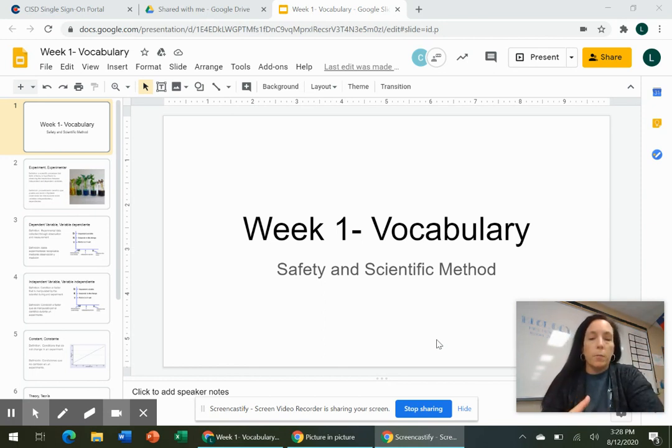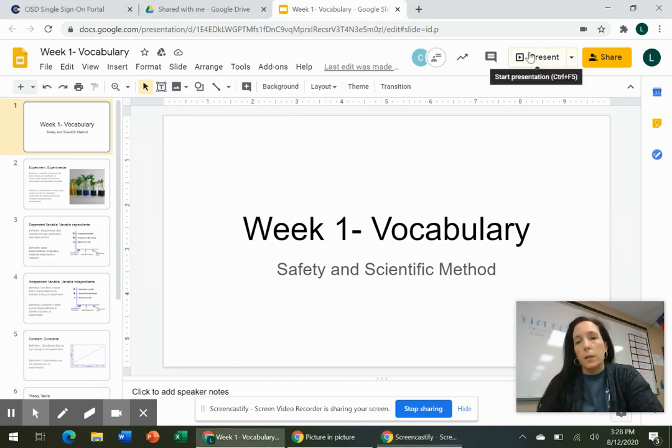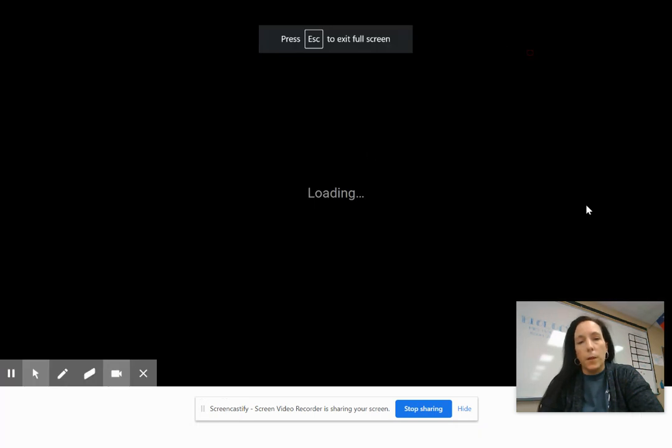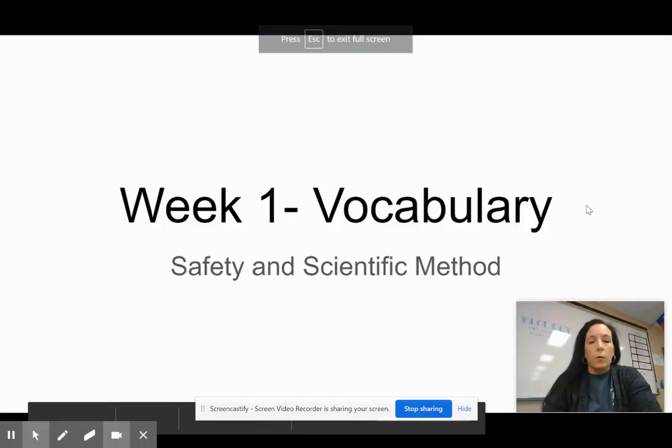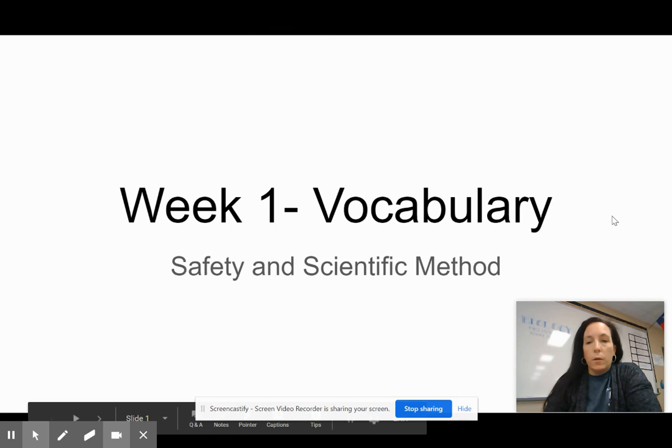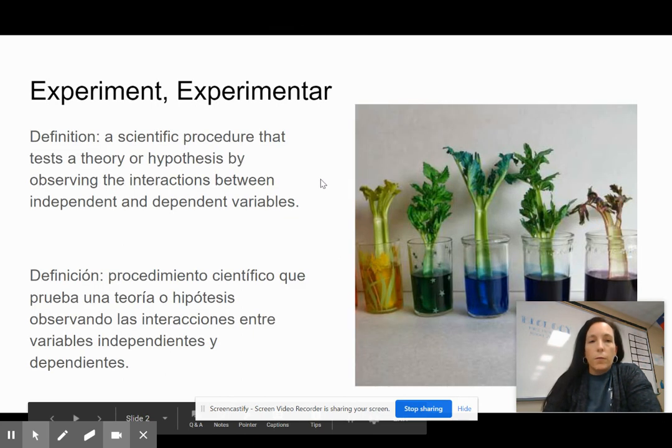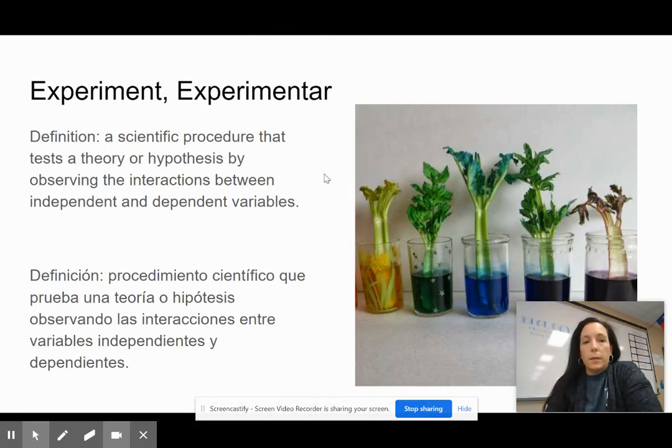As you're building your foundational knowledge of vocabulary for biology, we wanted to make a slideshow to show you the vocabulary for week 1, which some of this you already know, and it will probably be a review, but just in case, you'll have access to it. So let me present this, and hopefully it'll work. So week 1 vocabulary, we're going to keep this in there for you to be able to use at all times. And the first thing I want to talk to you about is the experiment itself.